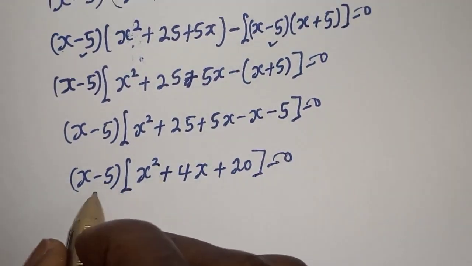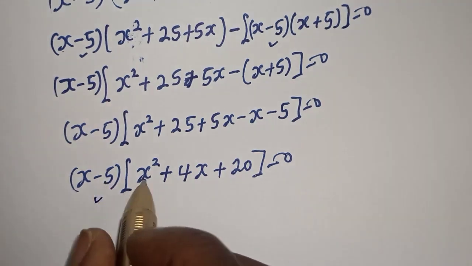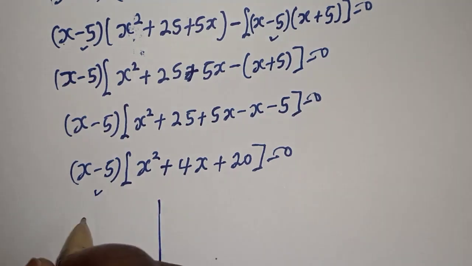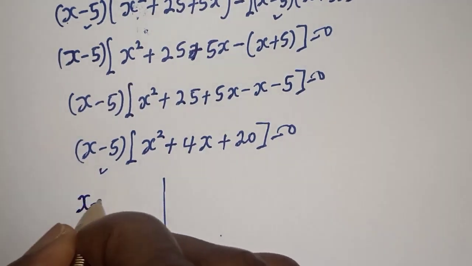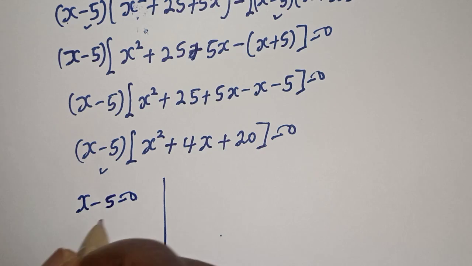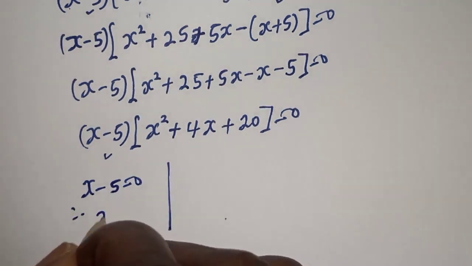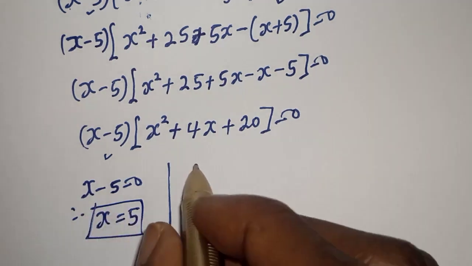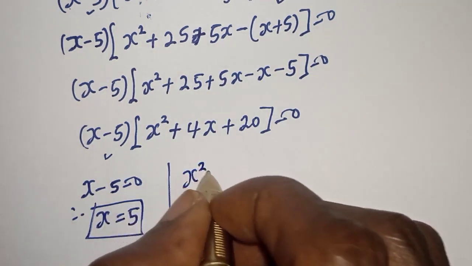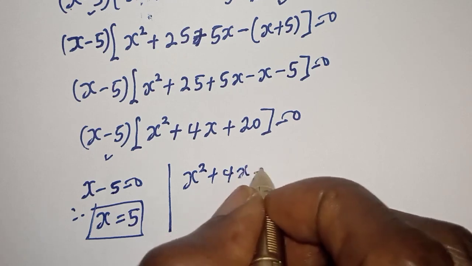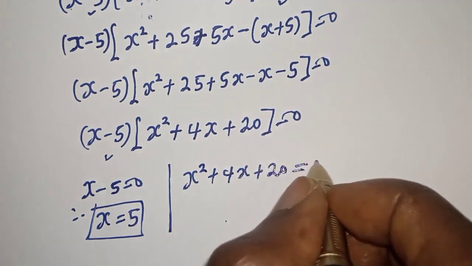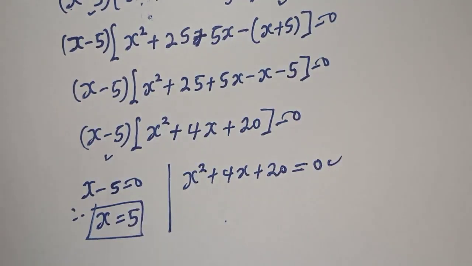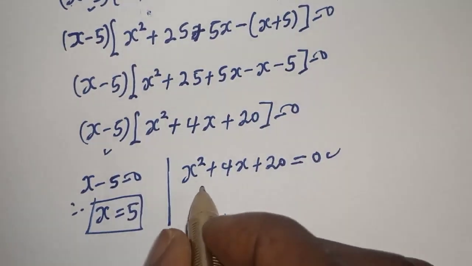There are two cases here. The first case is s minus 5, and the second case is s squared plus 4s plus 20. Then first case, s minus 5 equal to 0, therefore s is equal to 5. And from the second case, s squared plus 4s plus 20 equal to 0. This is a quadratic equation. Let's solve using the quadratic general formula.